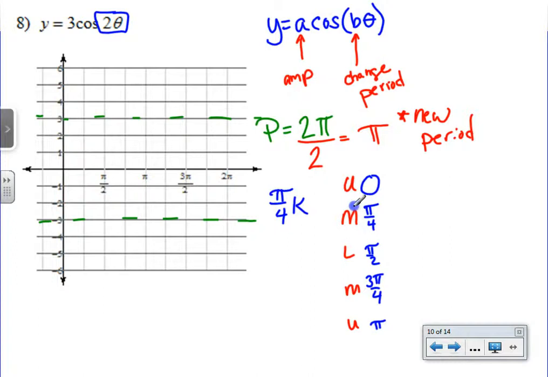Okay, so our first point, 0, should be on the upper line. And then pi over 4, can you tell that these are counting by pi over 4s? So pi over 4 is the midline. Pi over 2 will be the lower line. 3 pi over 4 will be the midline. Pi is the upper line.